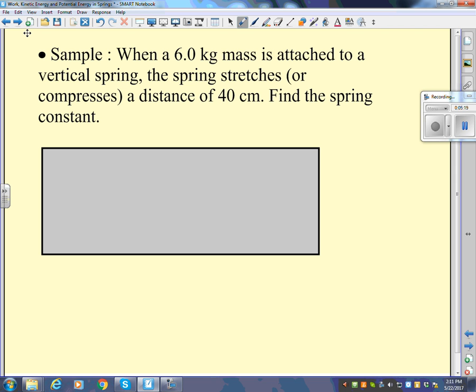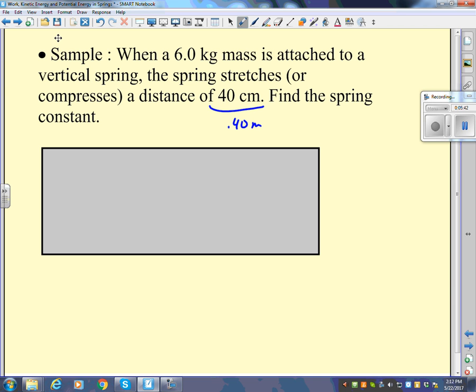All right, so hopefully you were able to find the handout, and here's the sample question. We've got a 6 kilogram mass attached to a vertical spring, and the spring stretches or compresses a distance of 40 centimeters. Find the spring constant. Hopefully your spider senses were tingling and you realized that the distance is in centimeters, so of course we're going to have to convert that to 0.4 meters.